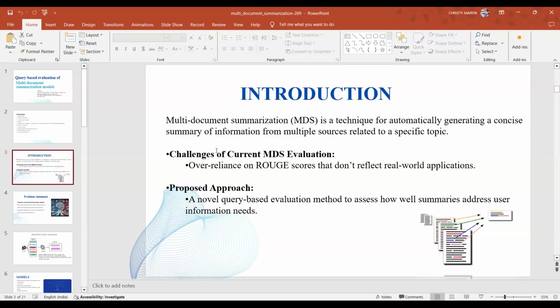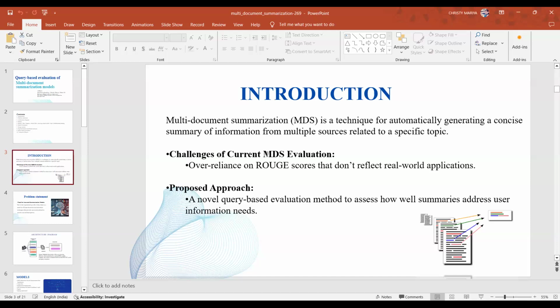The challenge that we have faced is that a large amount of information was available and it is difficult to process and understand the information effectively. The solution that we found was multi-document summarization, which can generate concise summaries from multiple documents of a similar topic.